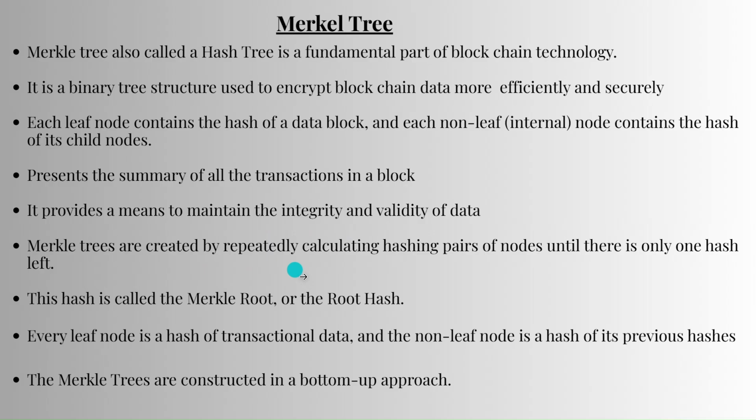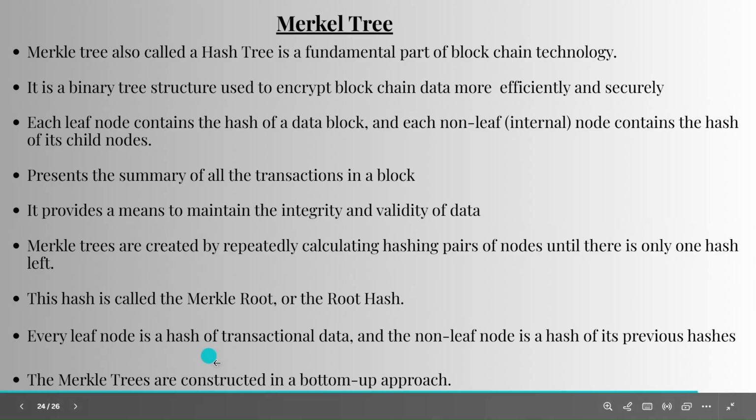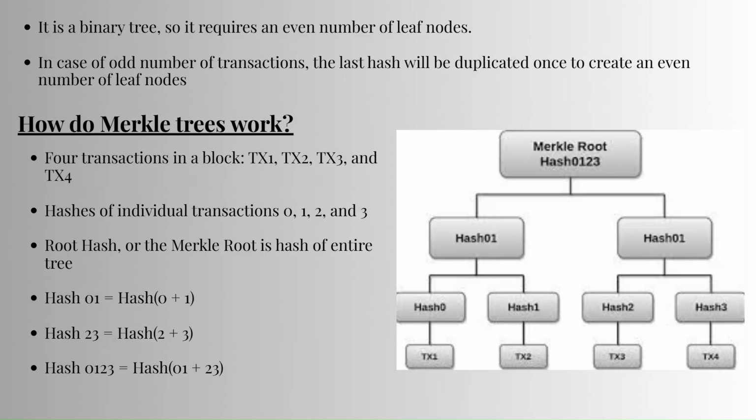So Merkle trees are created by repeatedly calculating the hashing pairs of the node until there is only one hash left. So सारे चाइल्ड नोड से स्टार्ट करके हम हैश कैलकुलेट करते हैं, उनको ऐड करते हैं, एंड ये तब तक किया जाता है जब तक हमें एक हैश वैल्यू नहीं मिलता है, जिसको हम रूट हैश या Merkle root बोलते हैं. So every leaf is hash of a transactional data, and non-leaf node is a hash of its previous hashes. So इसका जो अप्रोच होता है वो बॉटम अप अप्रोच होता है.